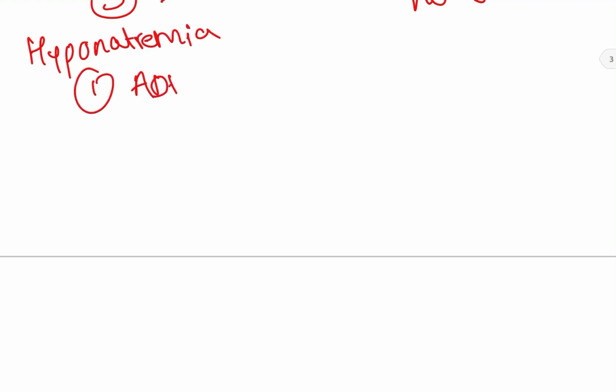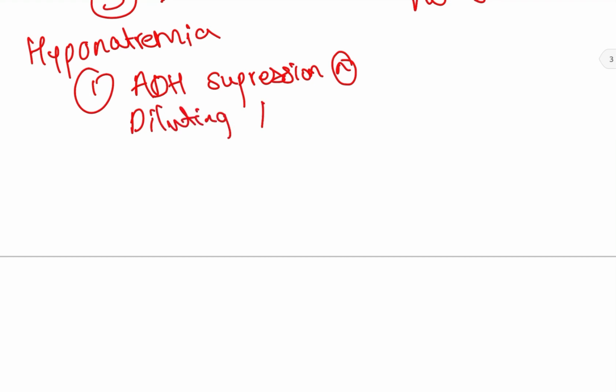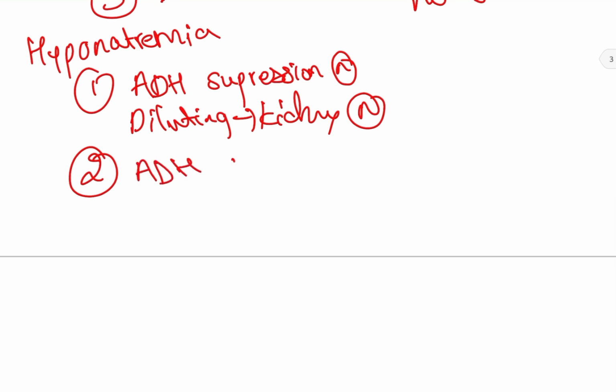So hyponatremia is possible in three scenarios. One scenario is when ADH suppression is normal, that is, thirst which suppresses ADH is normal, and the diluting segment, that is the kidney, is also normal. So this is one scenario during which hyponatremia is possible. Second scenario where it is possible is ADH normal, kidney abnormal.